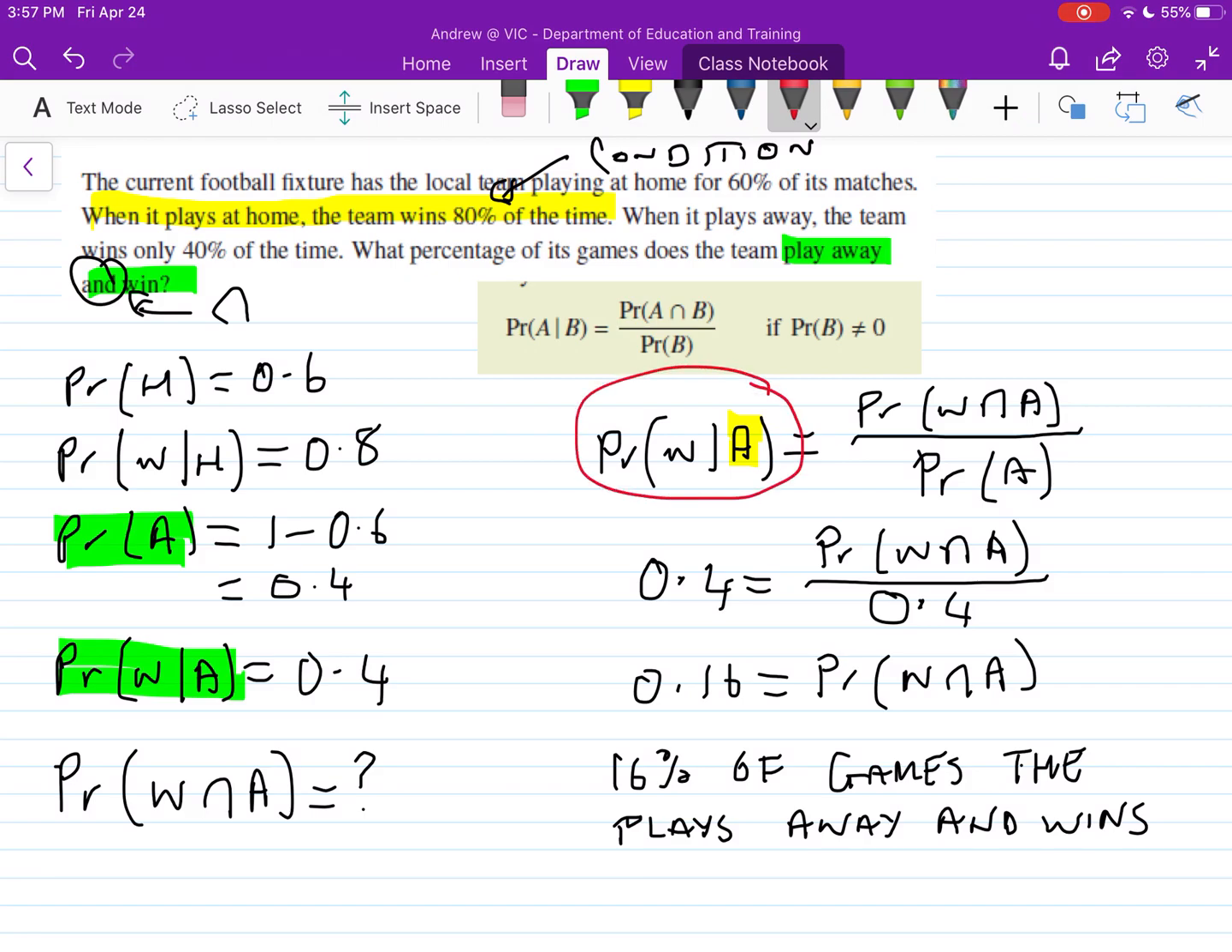So hopefully that helps with this question, and just make sure you do break these questions down, list out all the information given, and then what it's asking you to figure out. Okay, so good luck with these questions.